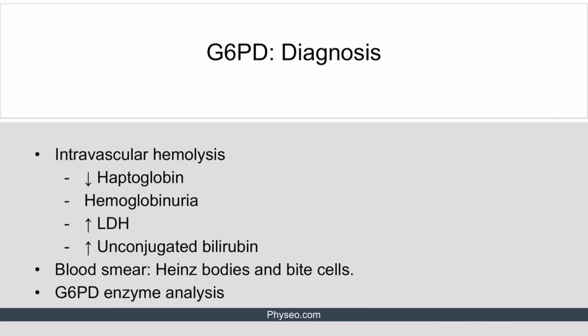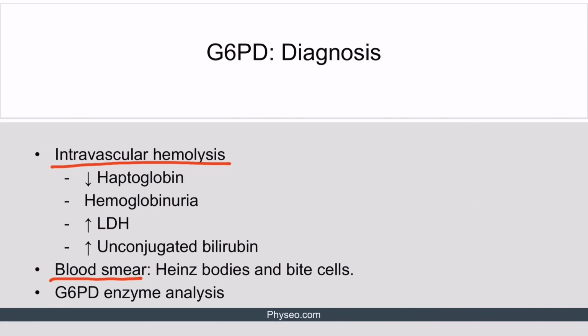Lab values after exposure to oxidative stress will be consistent with intravascular hemolysis. These findings include decreased haptoglobin, hemoglobinuria, increased LDH, and increased unconjugated bilirubin. On a blood smear, you'll see Heinz bodies and bite cells. Oxidative stress damages the hemoglobin within red blood cells, causing the denatured hemoglobin to aggregate and form Heinz bodies. Heinz bodies are then removed from red blood cells by splenic macrophages, which then form bite cells.